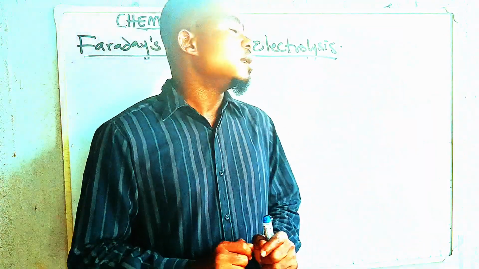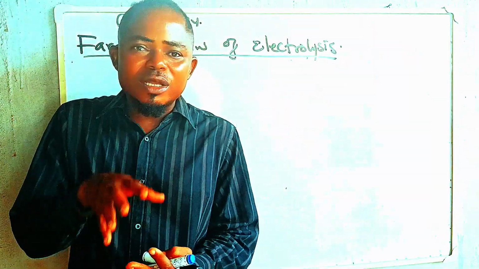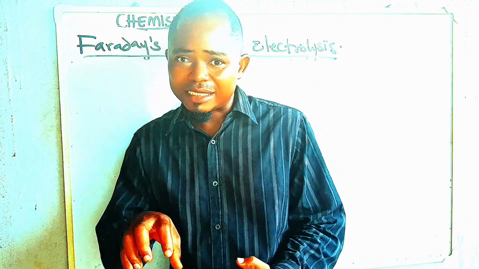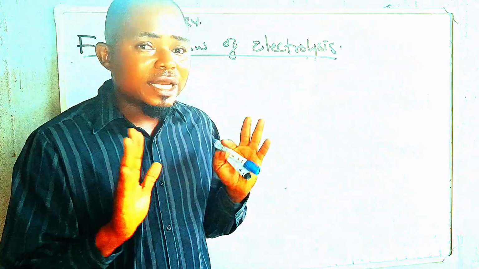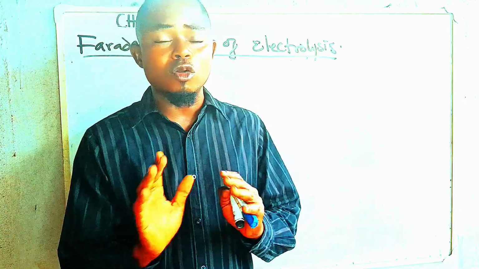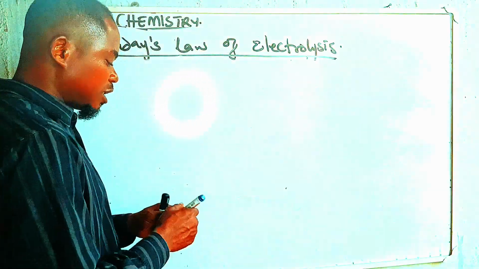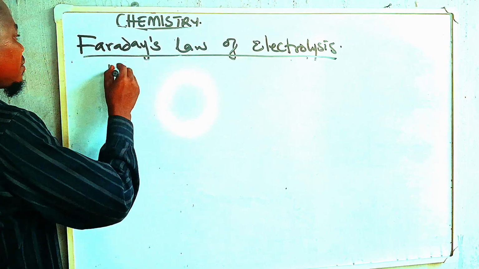That's what it means. Now, Faraday's work in the 1830s is based on the relationship between the quantity of electricity passed and the amount of substance deposited during electrolysis. That is all we're going to be studying, and it's such a nice course to deal with. All right, follow me. Let's look at the first law of electrolysis, Faraday's first law.